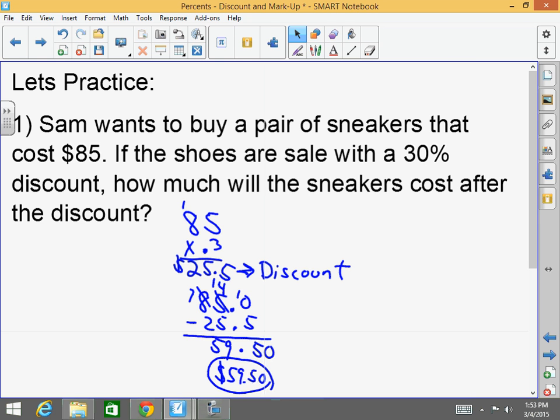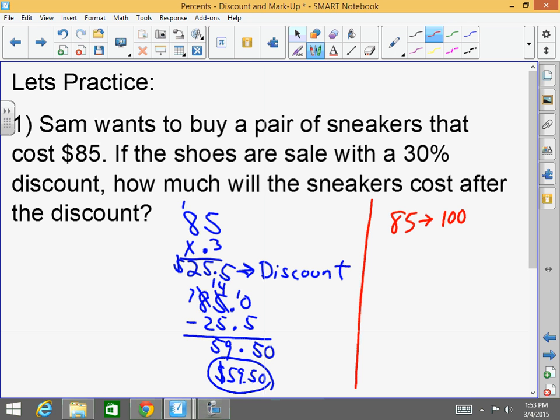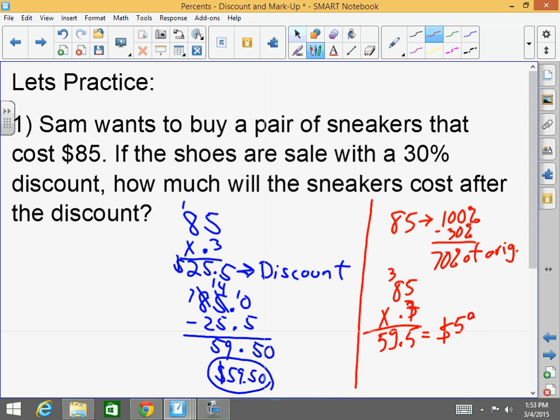Now, for those of you who like the second method better, you know that $85 is 100% of the price. But I'm taking away 30%. So I can subtract 30%, and I'm going to end up paying 70% of the original. So 85 times 0.7, sorry. 7 times 5 is 35, carry the 3. 7 times 8 is 56, plus 3 is 59. Move one decimal, so you've got $59.50. It does not matter to me which method you use, as long as you do it correctly.